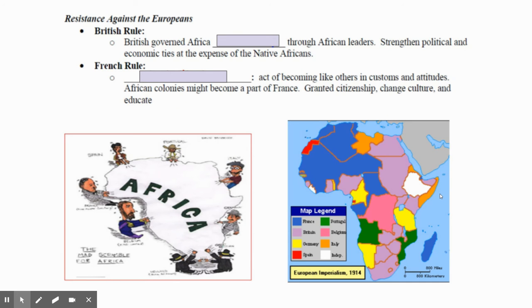All right, resistance to the Europeans. At some point in time, the Europeans are going to want to colonize and carve up the continent of Africa. And you're going to find that there's a handful of different groups that are going to come in here. If you look at the map on the right hand side, you'll see that the British, the French, the Germans, the Spaniards, the Portuguese, the Belgians, Italians, and such are all going to try to colonize at different points.